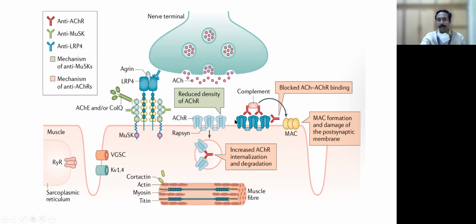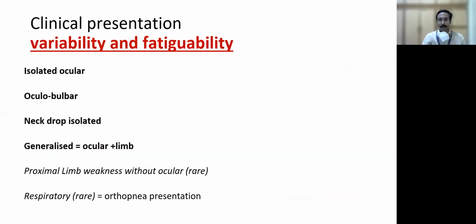Or thirdly, by complement, it will also cause all of these acetylcholine receptors to coalesce together and they get internalized. So there is a lesser number of receptors expressed on the postsynaptic junction and therefore reduced action. So there is a structural and functional reduction in the amount of acetylcholine receptors in patients with myasthenia gravis. This brief overview of the pathogenesis is important to understand the clinical presentation.